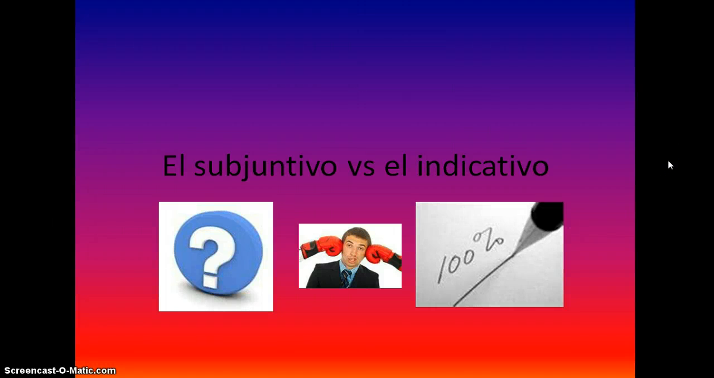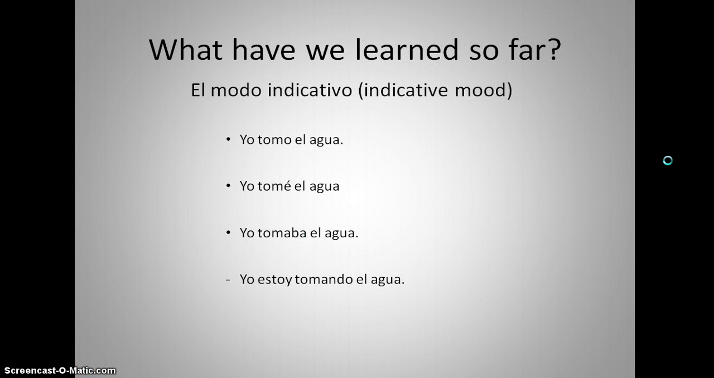Okay, so we need to take a look at the subjunctive and the indicative. And you're wondering, what in the world are those? In Spanish, the subjunctive is called el subjuntivo, and the indicative is called el indicativo. So, what have we learned so far in Spanish? Well, we've been working under what we call the indicative mood, or el modo indicativo.